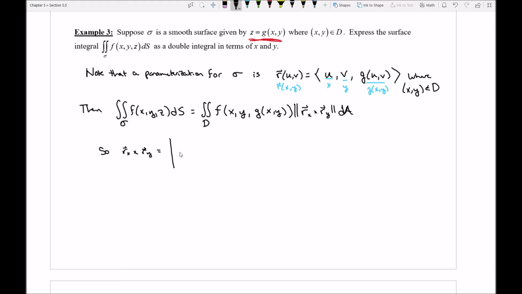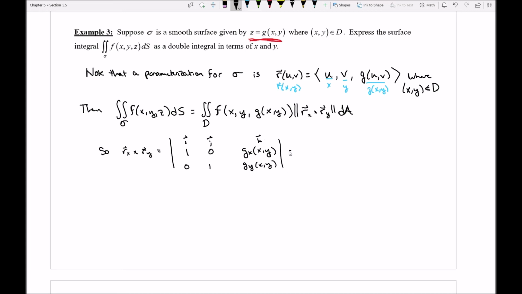I could see that the partial with respect to x would be 1, 0, and then whatever the partial derivative of this crazy formula g is with respect to x. I would get something very similar when I do my partials with respect to y. And again, I'll put up here my i, my j, and my k.